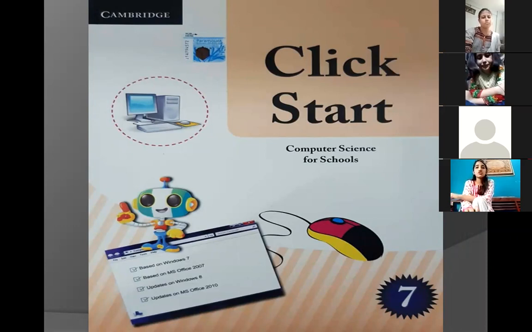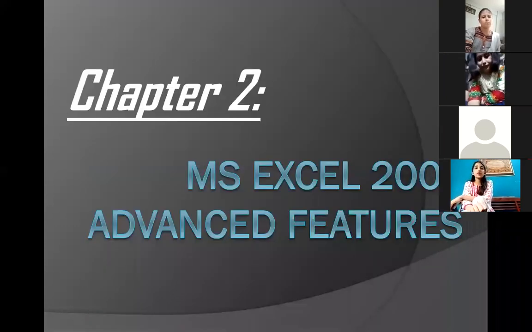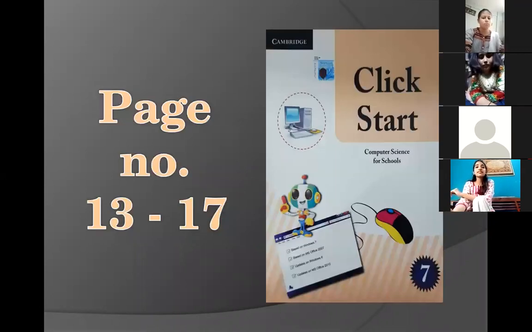Okay, class. So today we are going to start our chapter 2, which is MS Excel 2007 Advanced Features. We have already gone through MS Excel 2007 in the previous standard. Now we are going to learn a few of its advanced features, which is on pages 13 to 17 in your book.